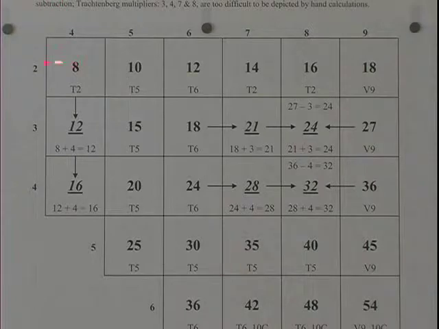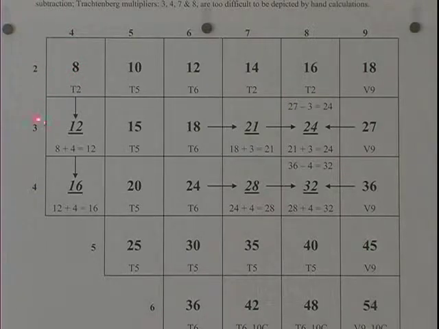Now, Trachtenberg 2, multiplier 2, says take the multiplicon, 4 in this case, and double it. 4 and 4 is 8, 5 and 5 is 10, 6 and 6 is 12, 7 and 7 is 14, 8 and 8 is 16, 9 and 9 is 18. Okay? But we've already done Trachtenberg 5 and 6, where this is the multiplier 5 and 6, and these are the multiplicon. All right, so we have 8. 4 and 4 is 8.